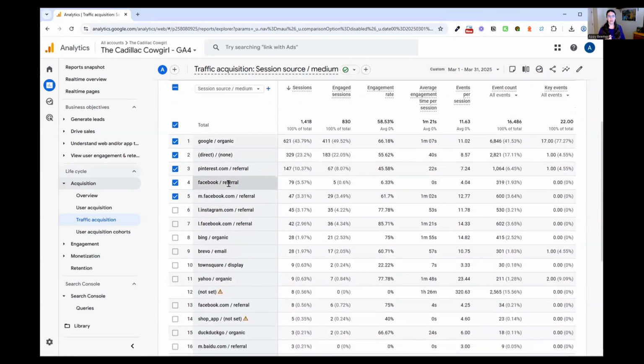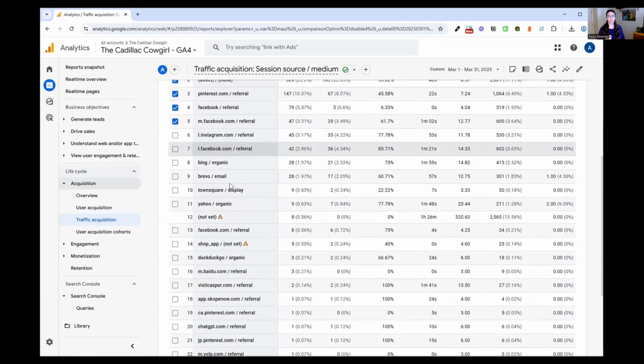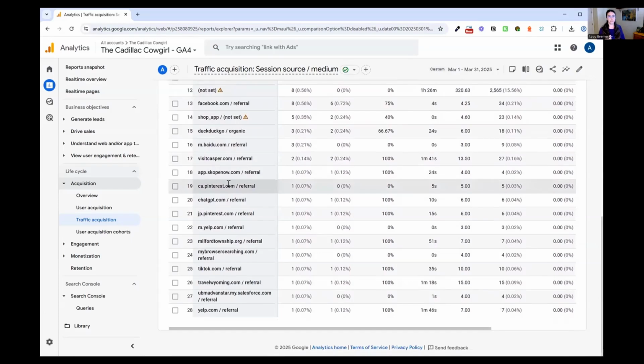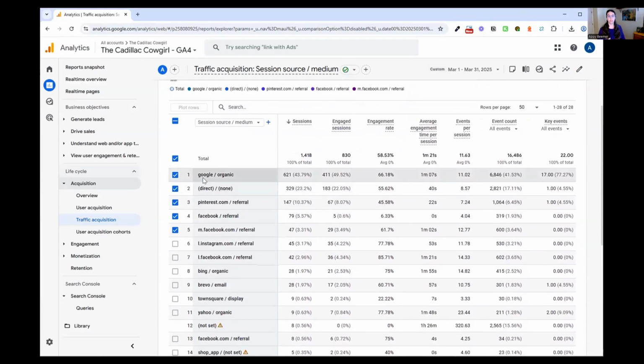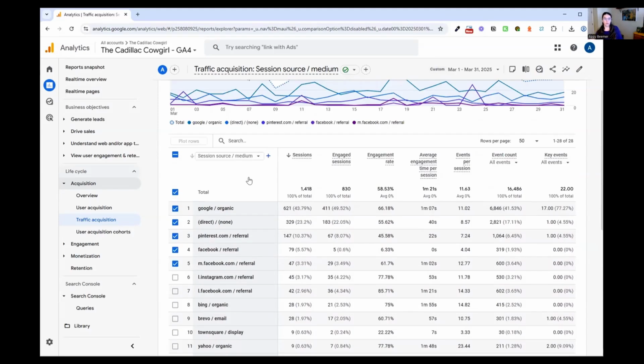and now there's a whole bunch of things in this list, and this is getting really overwhelming. So what do we do? What are we looking for? Some of this is knowing what is important and what you can ignore. So here's something interesting: Pinterest is sending some traffic. Facebook is sending some traffic.